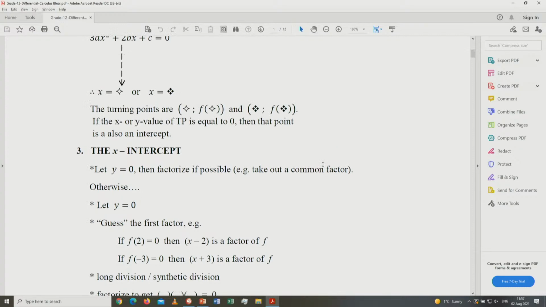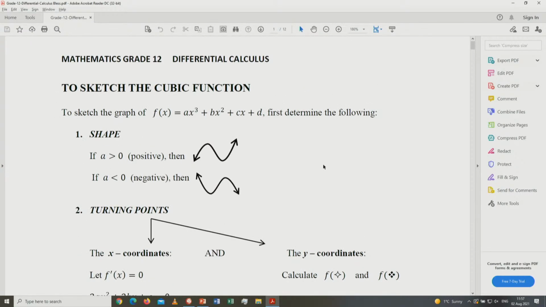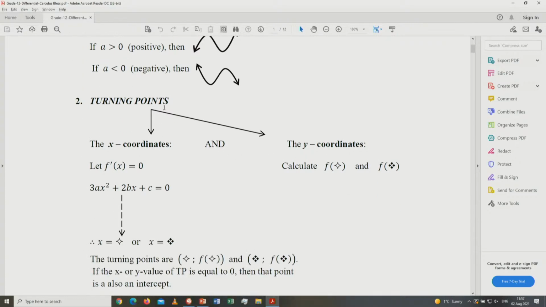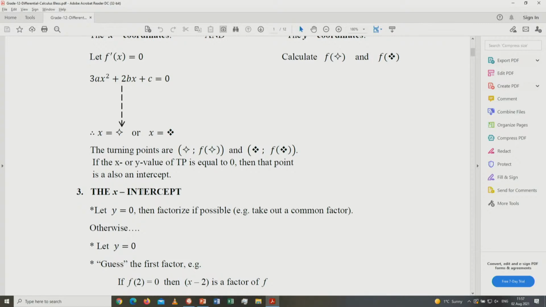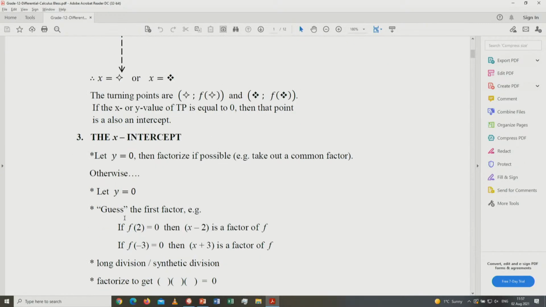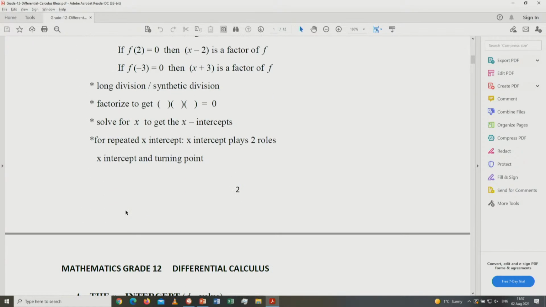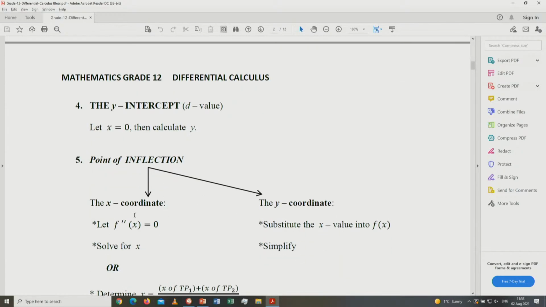Now, learners, these are the golden rules to sketch the cubic function. You determine the shape of the graph. You determine the turning points. At the turning points, the first derivative is equal to 0. You determine the x-intercept; for the x-intercept, y is equal to 0. Thereafter, you determine the y-intercept; for the y-intercept, x is equal to 0. And then from there, you will determine the point of inflection.